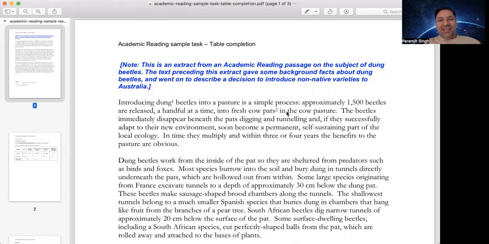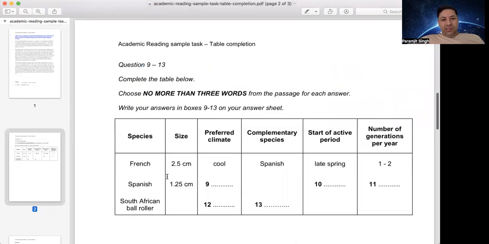Okay, let's start with the next type of reading question type, IELTS reading section. This is a passage where you have to fill table completion. Table completion is basically a table is given and some information is given about something which is mentioned in the passage, and you could fill certain details for those entries. Where it is written, choose no more than 3 words from the passage for each answer. So you have to specify maximum 3 words for all these 9 to 13 questions.